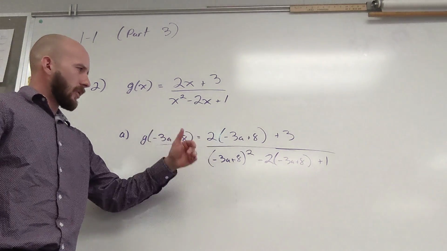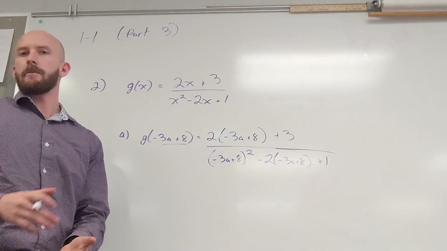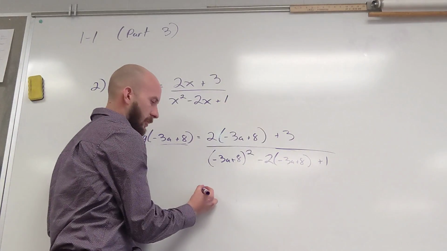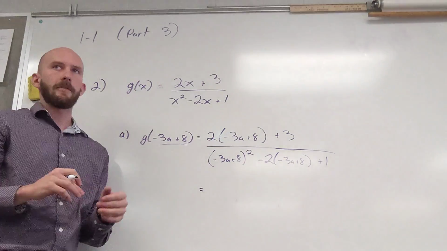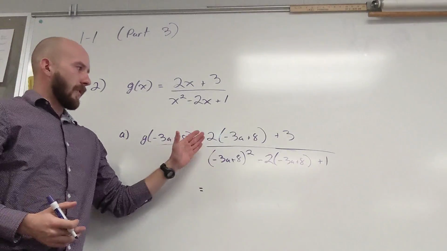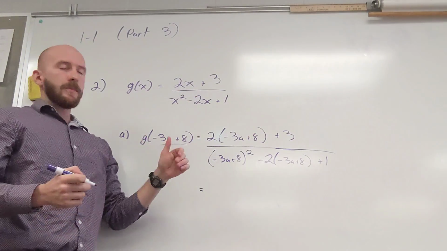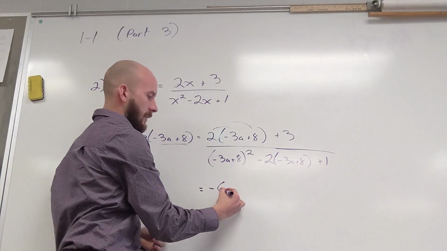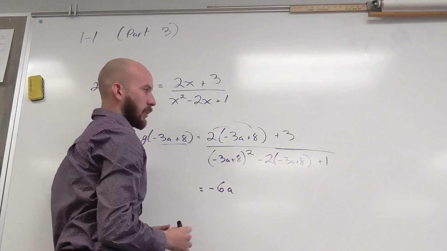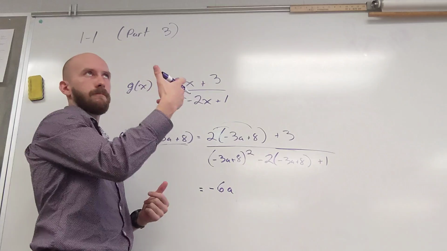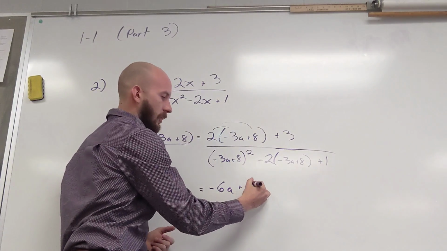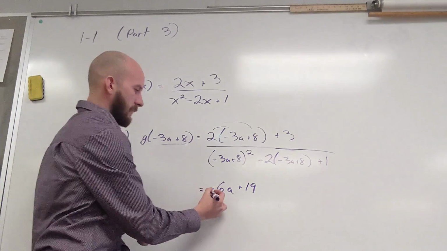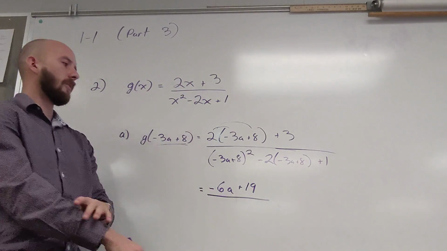Now, I know that looks really messy, but we can simplify it a lot, which is what we're going to do. So I'm just going to put the equals, and I'm not going to mess with the left side there. So the first thing, I'm just going to deal with the numerator. So we need to distribute. So that's going to be negative 6a plus 16. But then we also have plus 3, so I'm just going to go ahead and put the plus 19. Is everybody okay with that? Yeah. Okay. Just simplify the whole numerator at once.